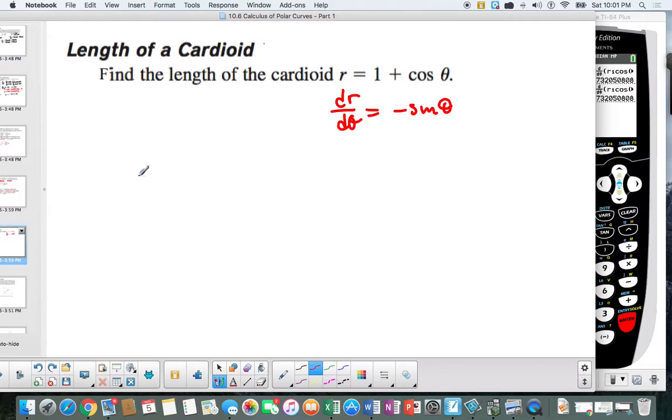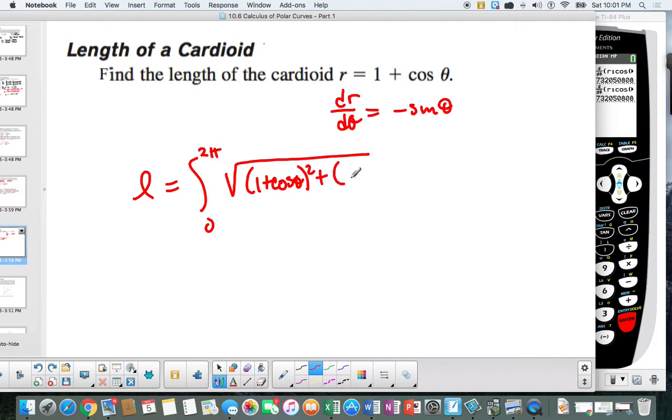So the length of my cardioid will be the integral, and I have to go through the whole cardioid. This will be root, and then I'm going to take my r, 1 plus cosine theta, square it, plus dr d theta, negative sine theta, square it, and then d theta. Put it in my calculator or evaluate it analytically, and we're going to get the answer of 8.